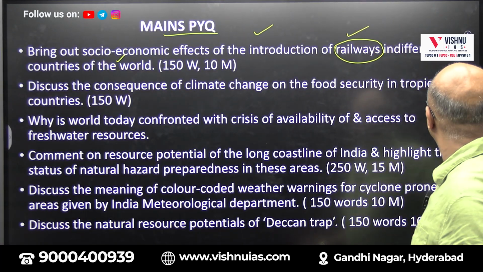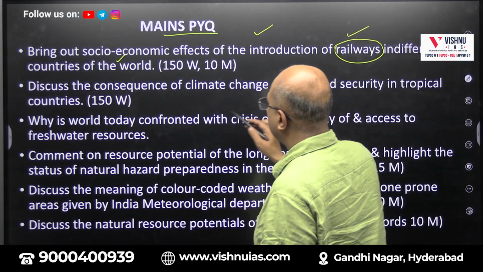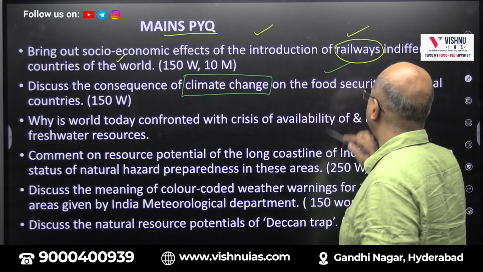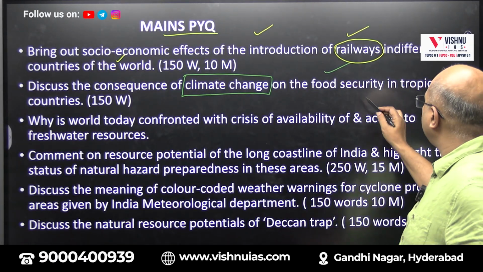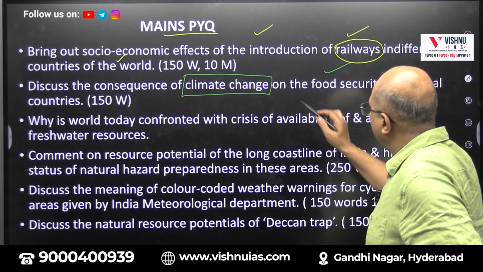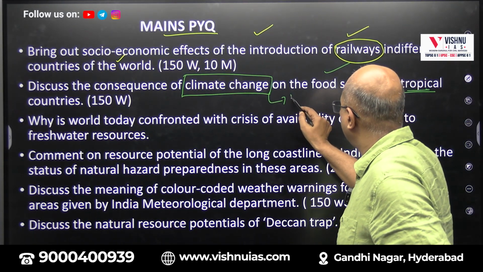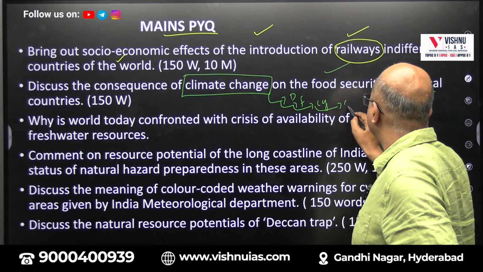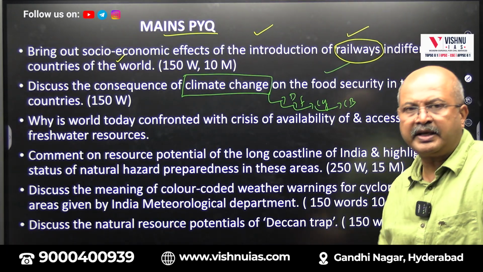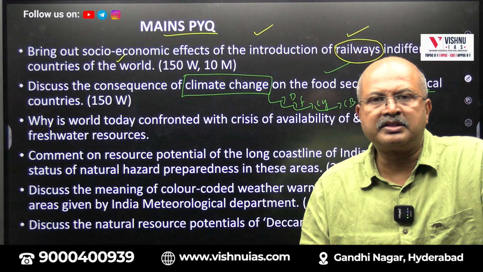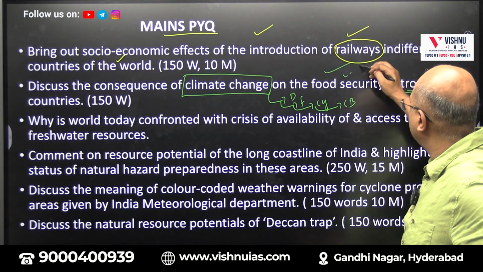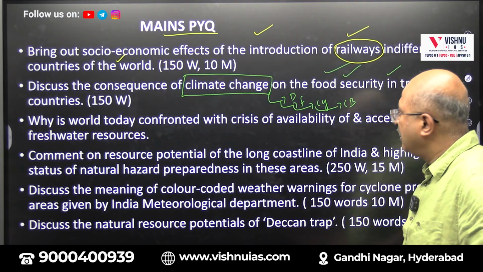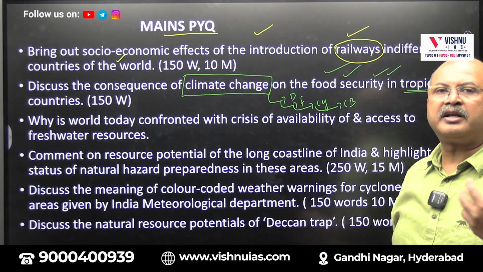in other parts. Now, the next question says: discuss the consequences of climate change on the food security in the tropical countries. Now, remember, India is a tropical country. The impact of climate change is like droughts, floods, cyclones, cloud bursts. So, all these events affect the agricultural economy, and this agricultural economy is directly linked with food security. So, it is application along with the basic concept plus current affairs.